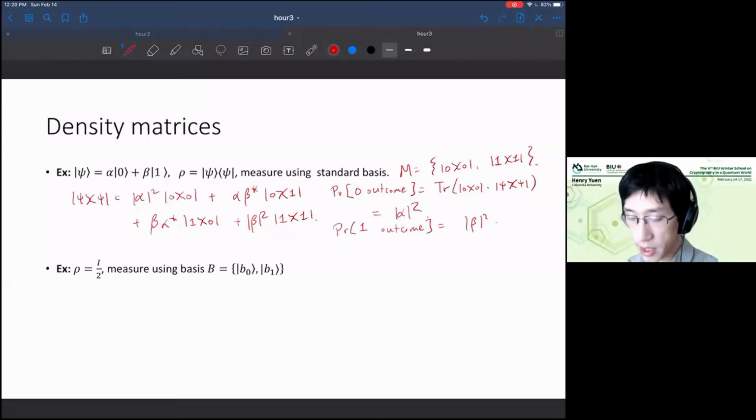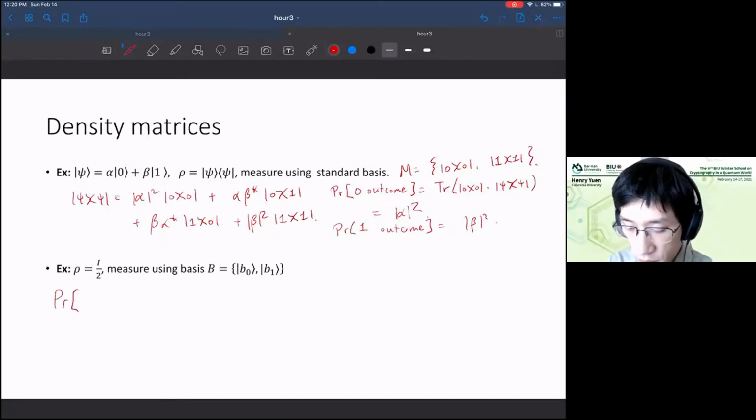Let's consider this other example. Let's say you have this maximally mixed qubit, identity over 2. And then we decide to measure with some arbitrary basis B0, B1. What are the probabilities of the different outcomes? And in your mind, you can imagine that maybe the way this mixed state was generated was someone flipped a coin and created a state in, say, the standard basis, picking 0 with probability half or 1 with probability half, and they hand it to you. And you measure in this weird basis B.